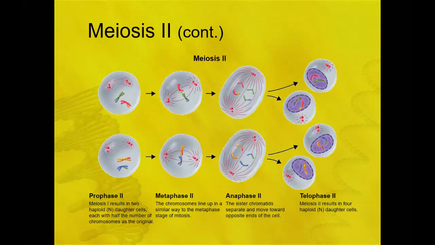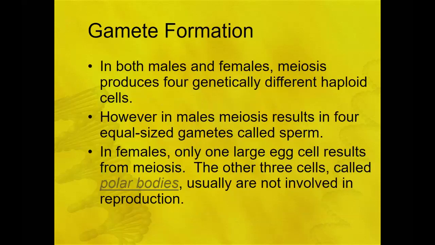Now, it'd be nice if this was just the end of it and we were finished, but there's one more little piece we need to cover. This process is slightly different between males and females. While both males and females produce 4 genetically different haploid cells, all 4 of them in men become sperm. But in females, one of them ends up with all of the cytoplasm and all of the organelles in it. This becomes the egg, and the other 3 are tiny little sacs of leftover genetic material we call polar bodies. And these are not usually involved in reproduction.